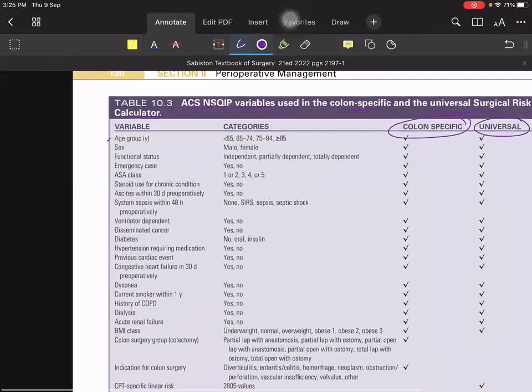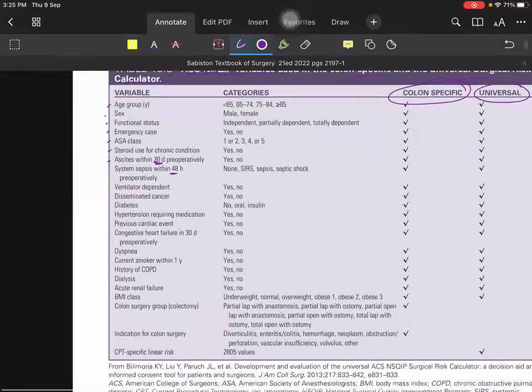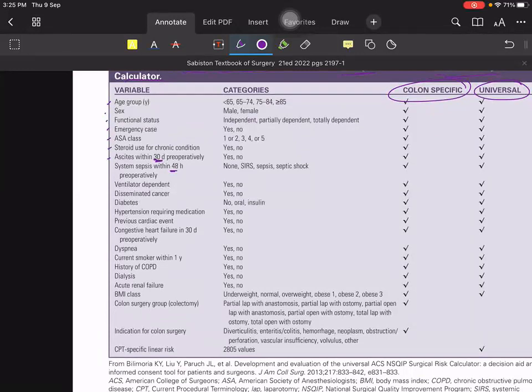For colonic purposes, they are asking about age group, sex, functional status, emergency case, ASA class, steroid use for chronic condition, ascites within 30 days preoperatively, systemic sepsis within 48 hours preoperatively, ventilator dependence, disseminated cancer, diabetes, hypertension, congestive heart failure within 30 days preoperatively, dyspnea, and current smoker within 1 year. Remember these 4 things, very important: ascites within 30 days, systemic sepsis within 48 hours, congestive cardiac failure within 30 days, and current smoker within 1 year.